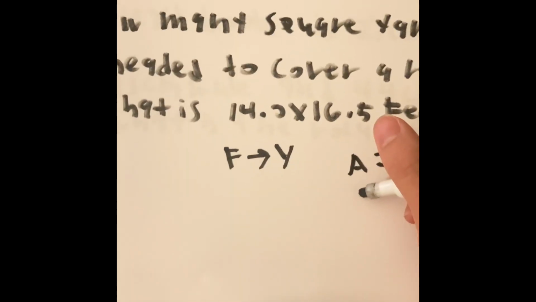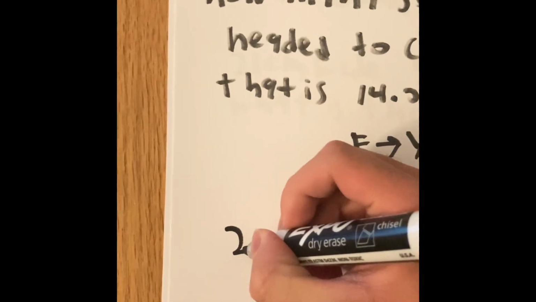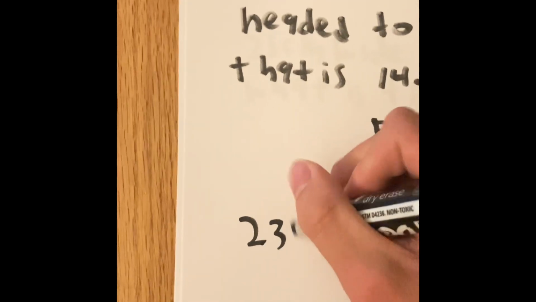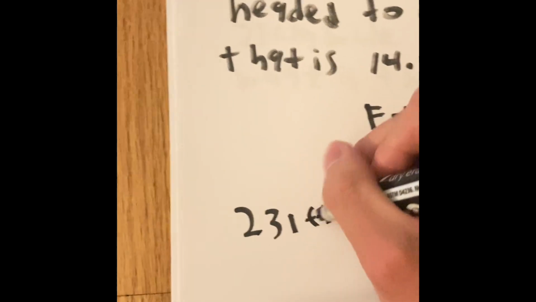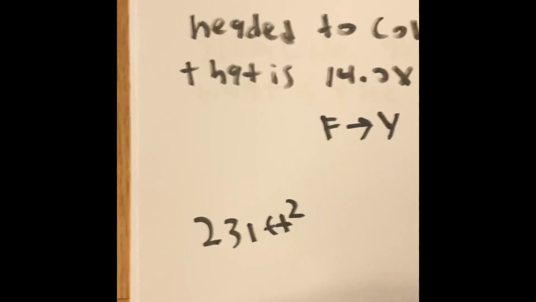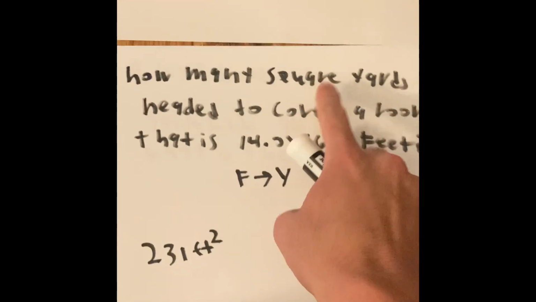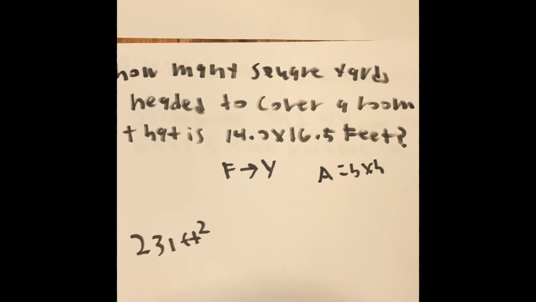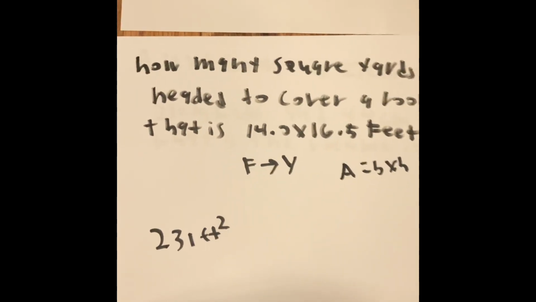So, we understand that the area of a square is base times height. So 14 times 16.5 is going to be 231 feet squared. We are trying to get this to square yards right over here. So how do we do that?